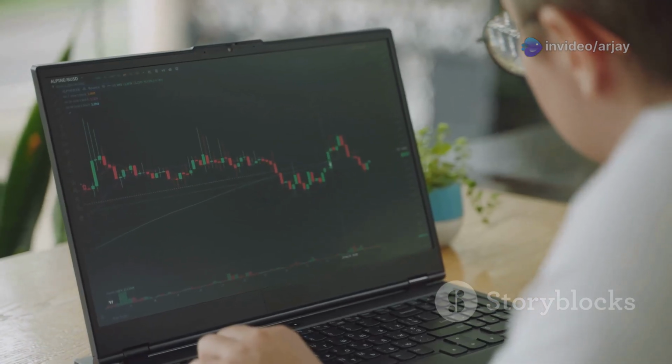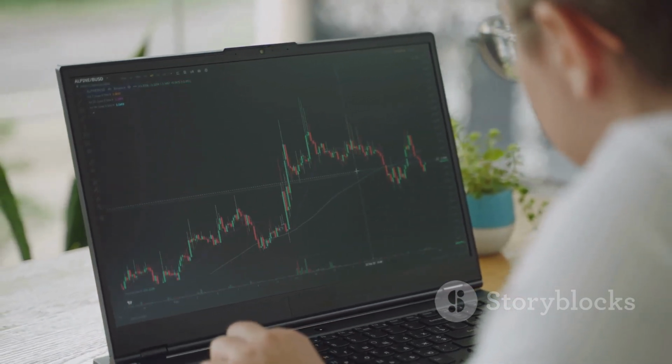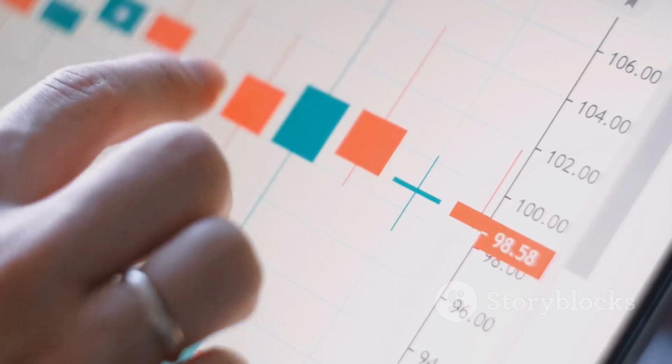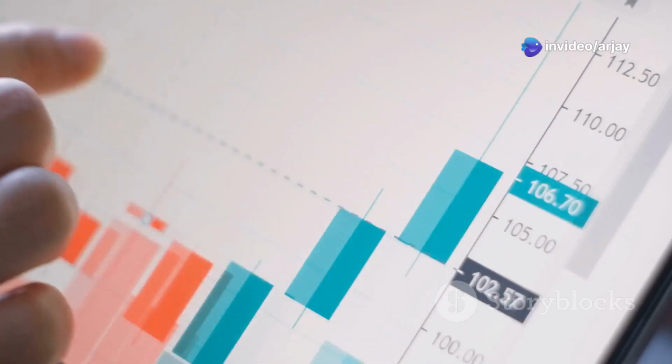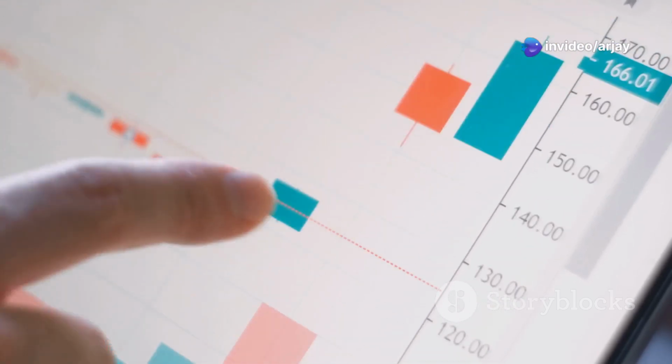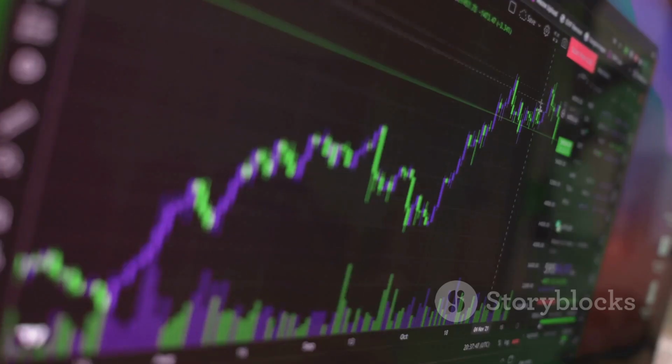Let's talk single candlestick patterns. The bread and butter of chart reading. These are the building blocks for more complex setups. First up, the doji. It looks like a cross and signals indecision in the market. When you see a doji, it means buyers and sellers are at a standoff. Neither side is winning.